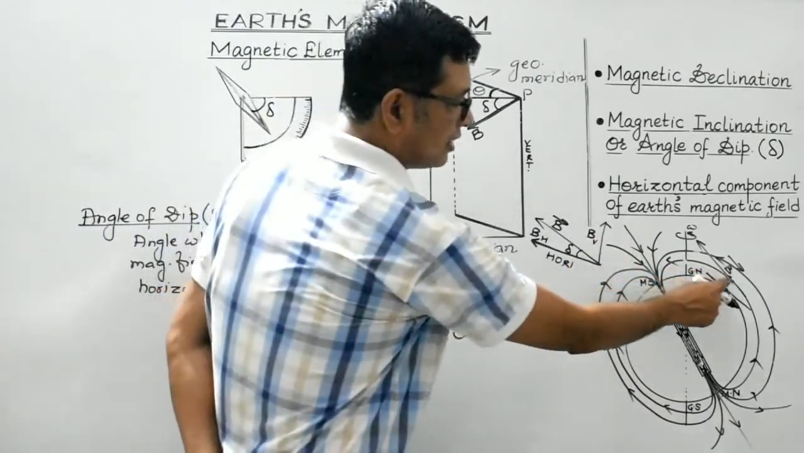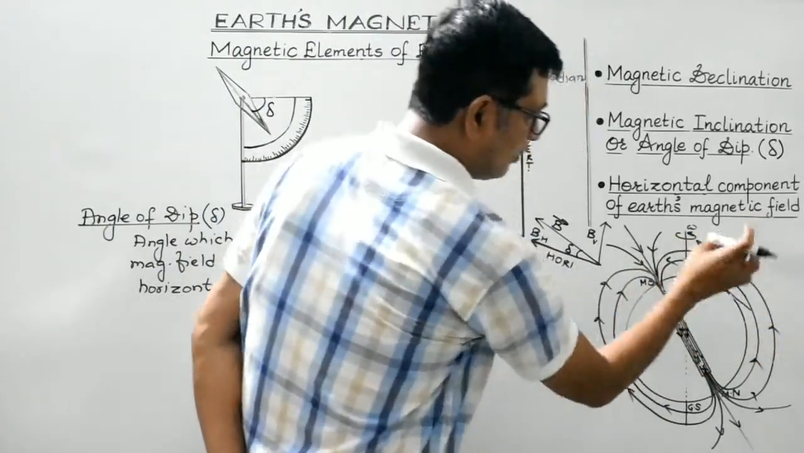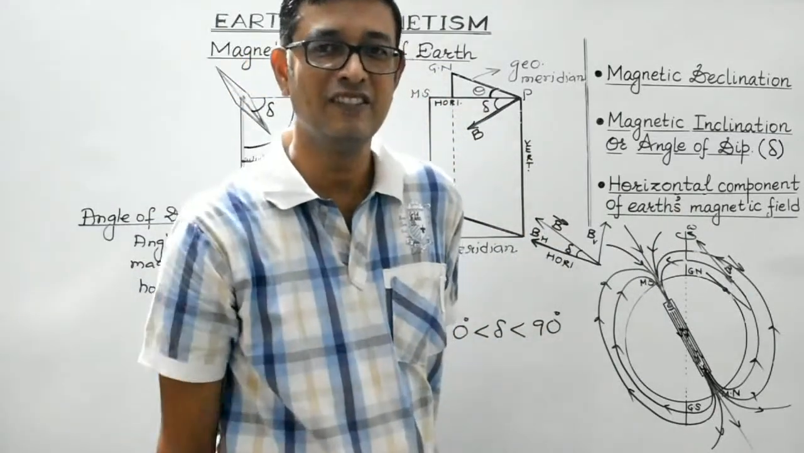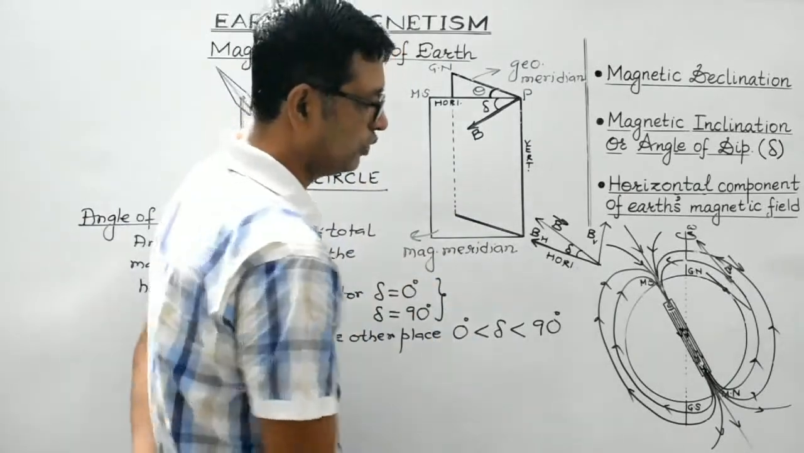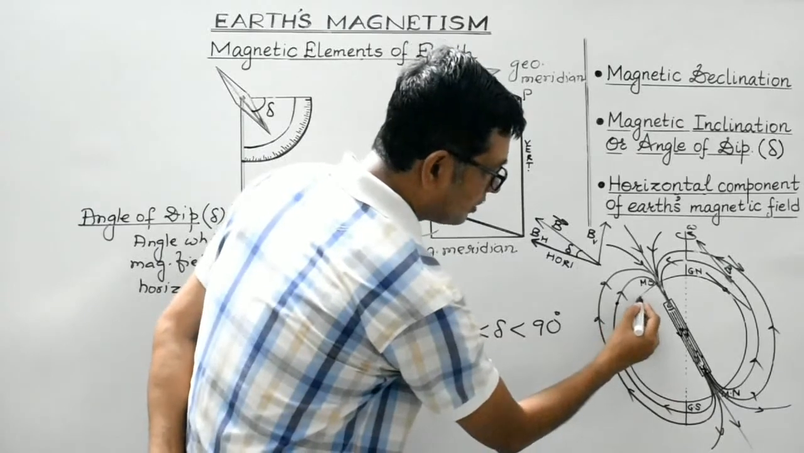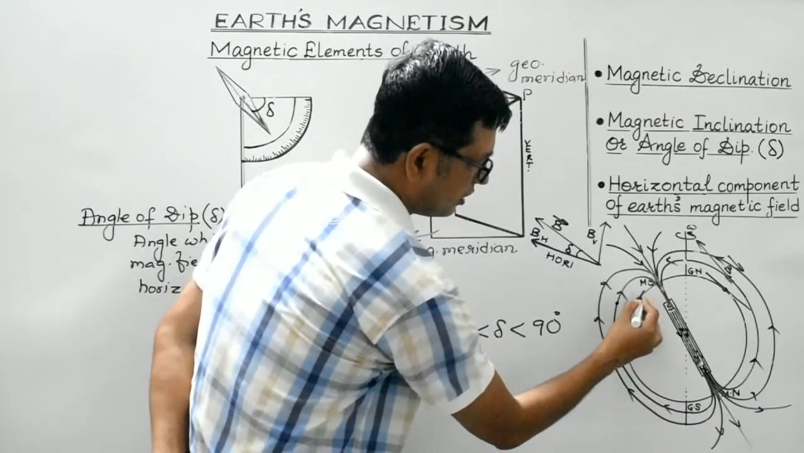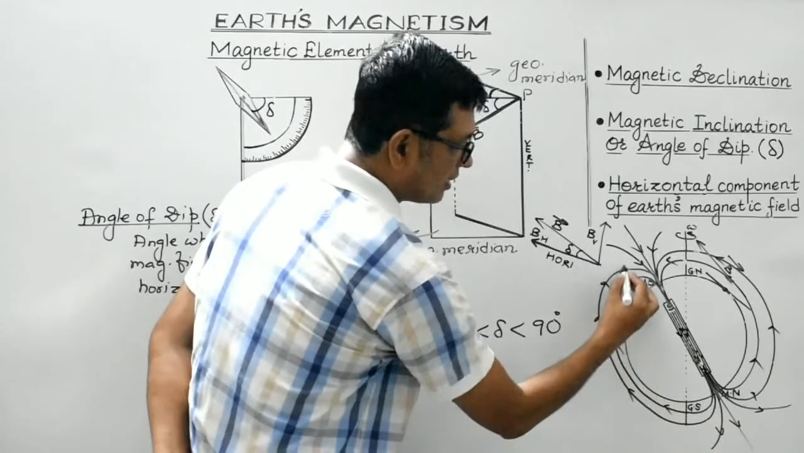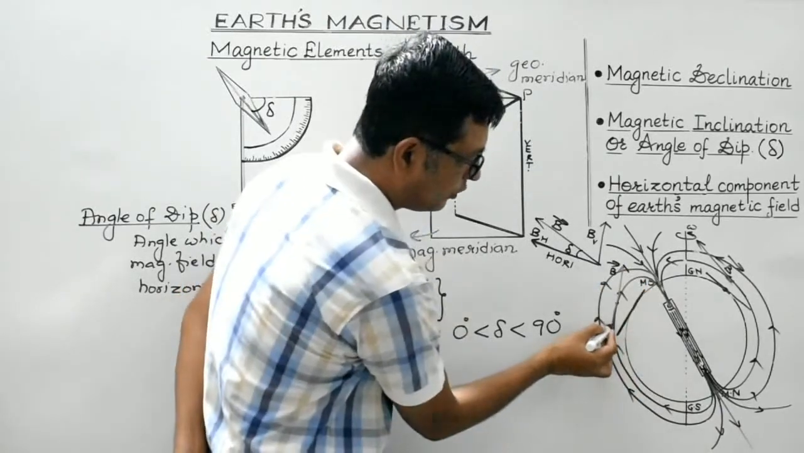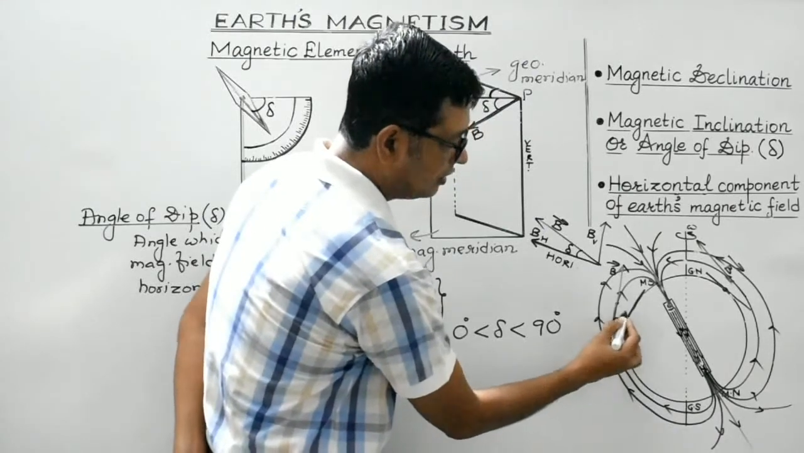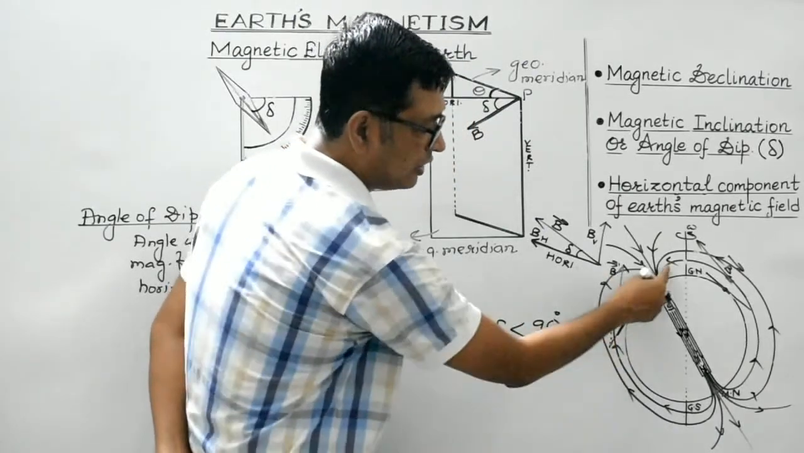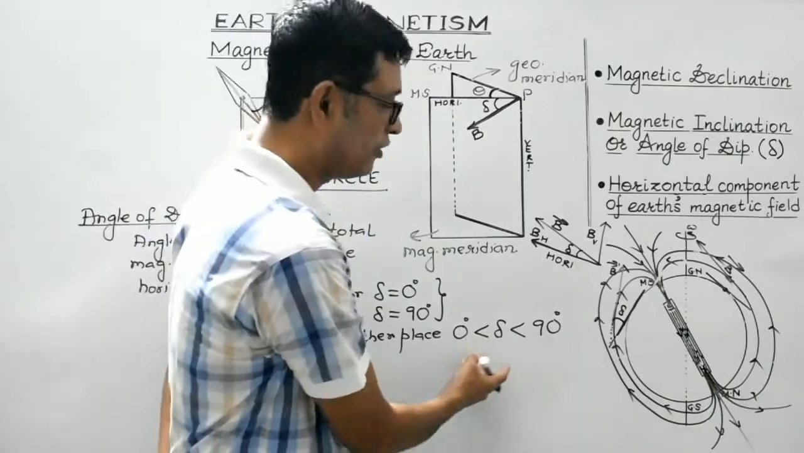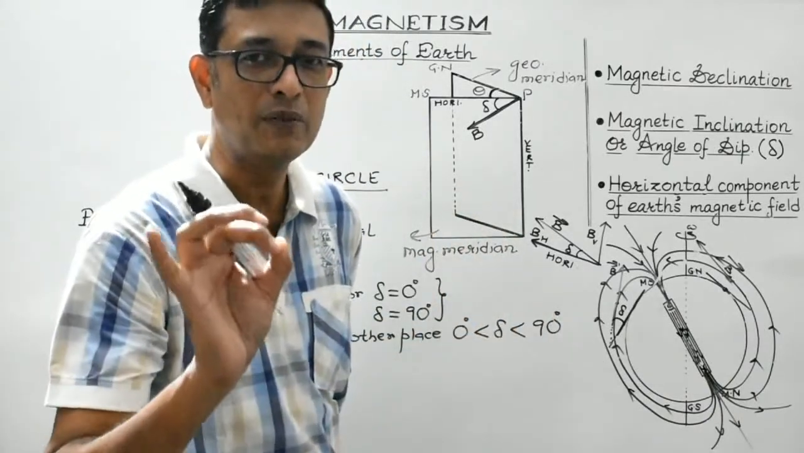So here delta will be the angle of dip at this place, which is neither at poles nor at equator. At any other place, the value of angle of dip will lie between 0 and 90 degrees. No doubt regarding this. Clear, students? Again, I can convince you. Over here, students, this is the horizontal. And at this point, the Earth's total magnetic field would be directed like this. Isn't it? So if you produce it in the backward direction, this is the angle which the Earth's total magnetic field will make with the horizontal. So at this place, delta will be the angle of dip, which will definitely lie between 0 and 90 degrees. I hope you are able to get convinced.